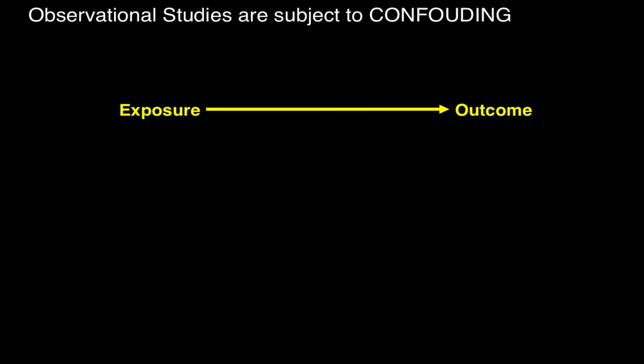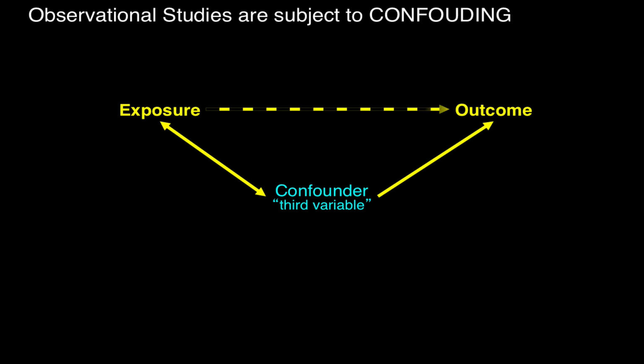Now, as I said, observational studies are subject to confounding. They're trying to relate exposures to outcome, but there's a third variable out there. It's called the confounder. Sometimes it's called the omitted variable. And if it's really a confounder, it is something that is associated with the exposure that in fact is what's driving the outcome. So the apparent relationship between exposure and outcome is confounded by that third variable.